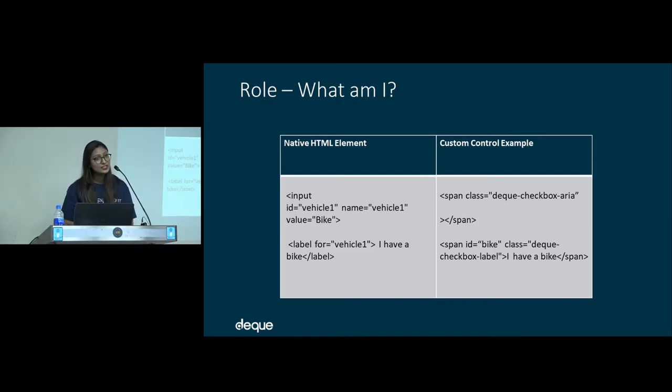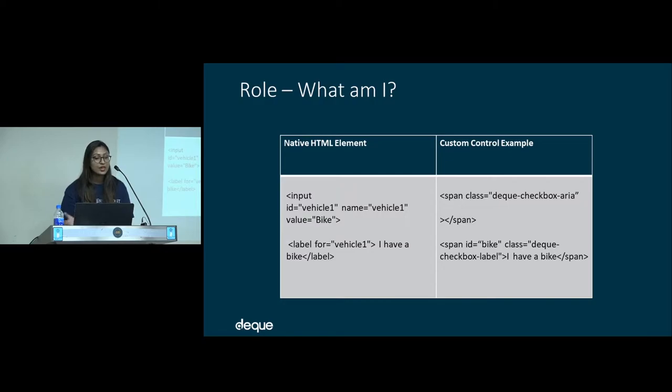The role of an element tells the browser and all the assistive technologies what type of element that is. Usually, when we are using native HTML semantic markup, elements have implicit roles, like the role of a button, a link, or images. But when we are creating something customized, using div or span to create it, then we have to add explicit roles to them.